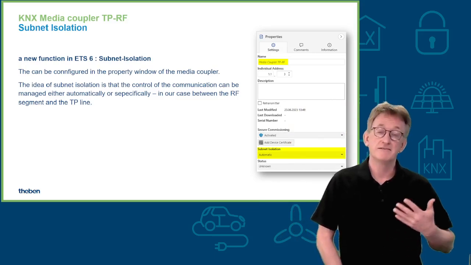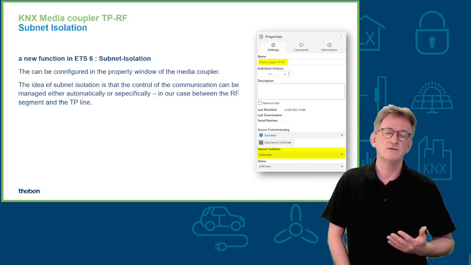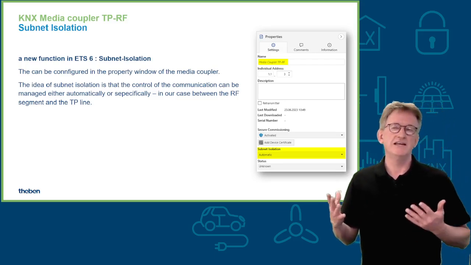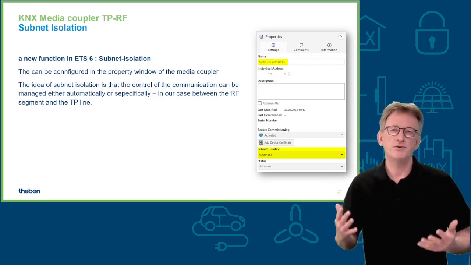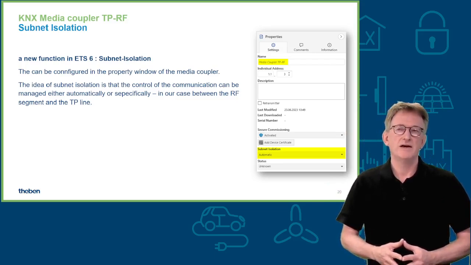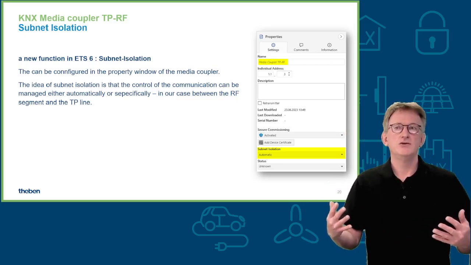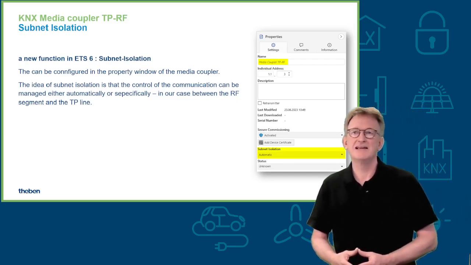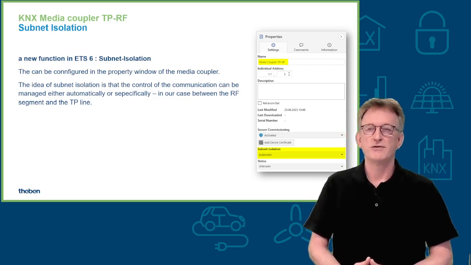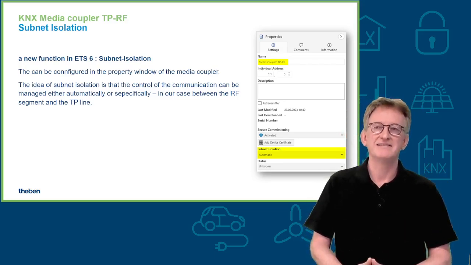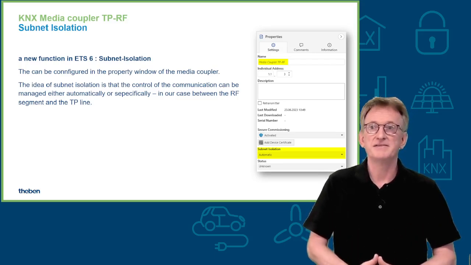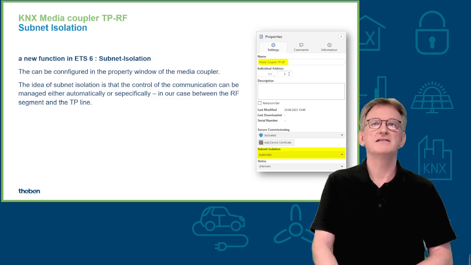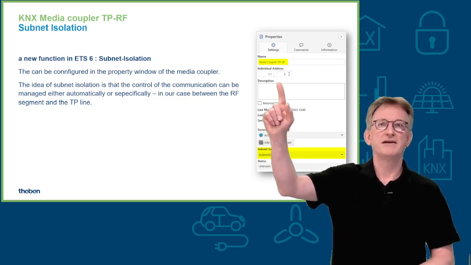Subnet isolation. Third important feature, also important from a security perspective, because you want to ensure, and that's also very important for RF environments, that nobody can send any broadcast telegram or any directly addressed telegrams to any device and modify something on these devices. And that's what you can do with subnet isolation. You are doing that in the media coupler, as you can see here.